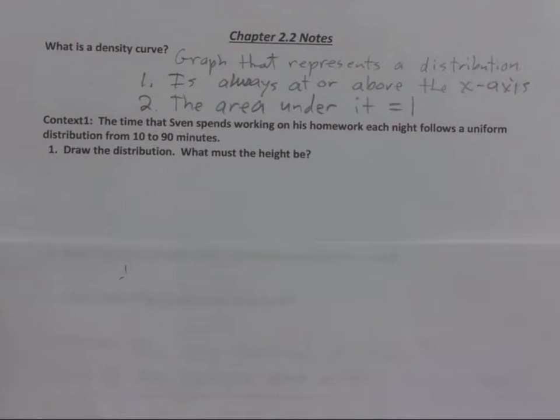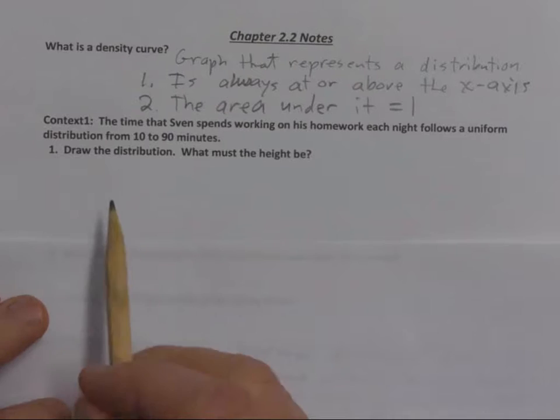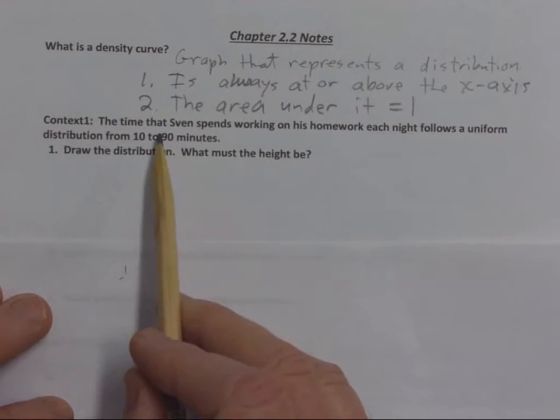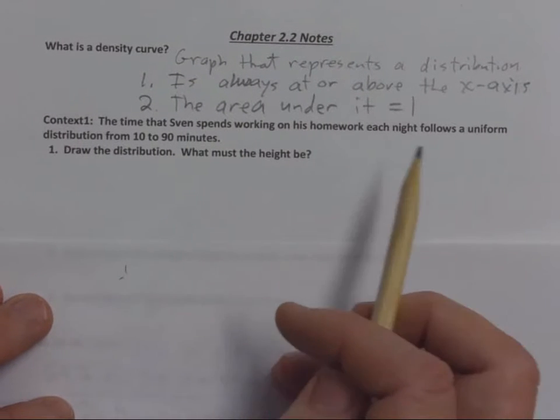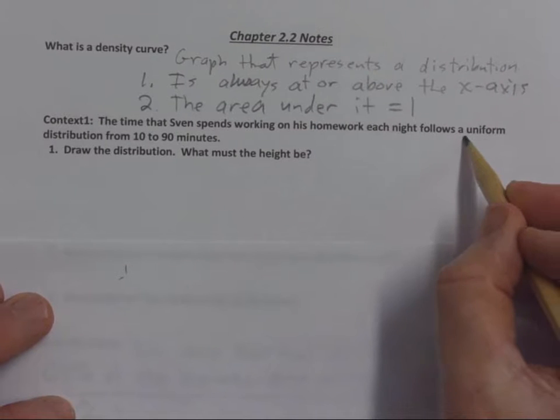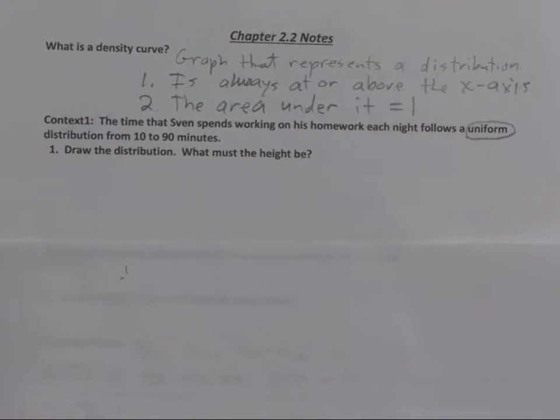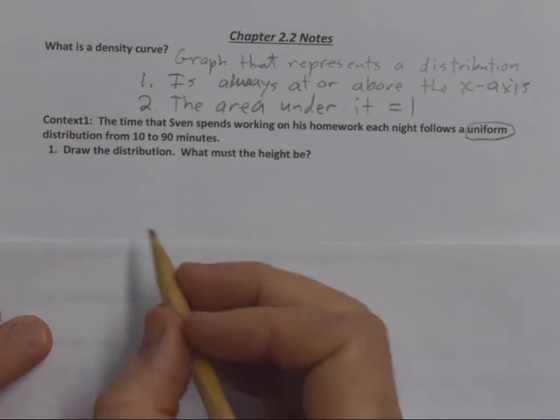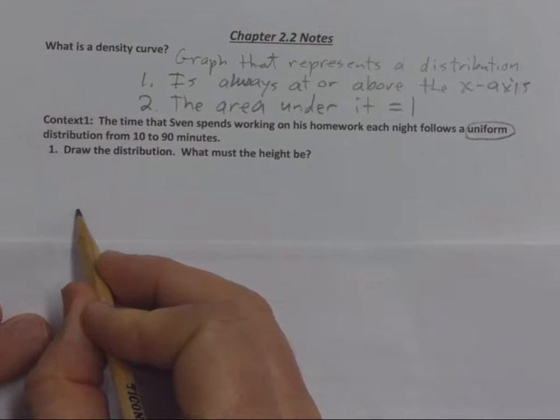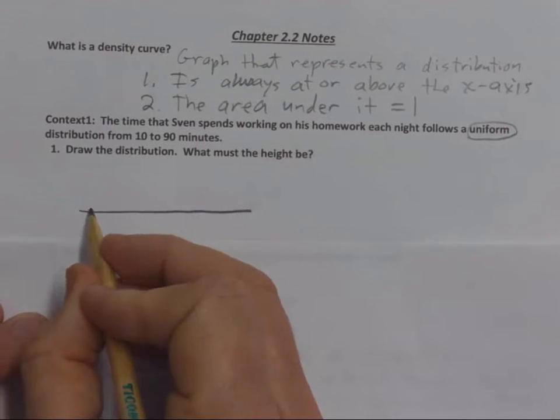Uniform just means it's going straight across and making a rectangle. Our first context says the time that Sven spends working on his homework each night follows a uniform distribution from 10 to 90. Don't get the word uniform mixed up with the word normal, and that happens a lot. Uniform means it's a rectangle. It's going straight across.